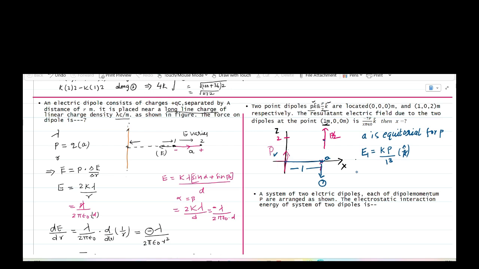Similarly, A is an axial point for the P by 2 dipole. On the axial line, the dipole is along P. Therefore, the field is equal to 2K into P by 2 by the distance cubed. This distance is 2, therefore 8. So the net field is E1 minus E2 or E2 minus E1. E2 minus E1 is equal to minus 7 P K k cap by 8. So this is the answer.